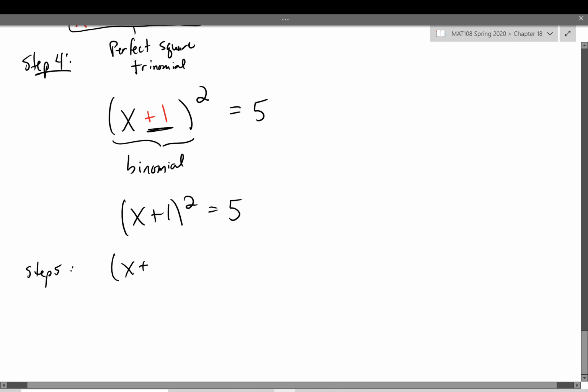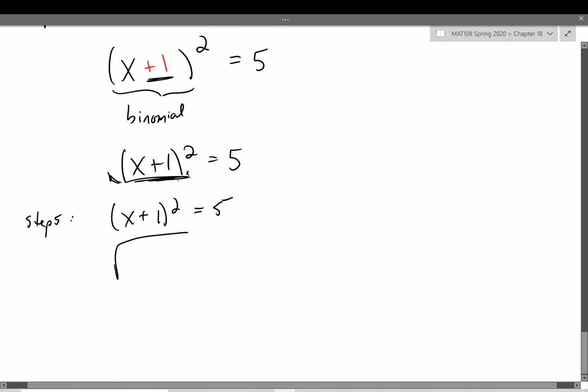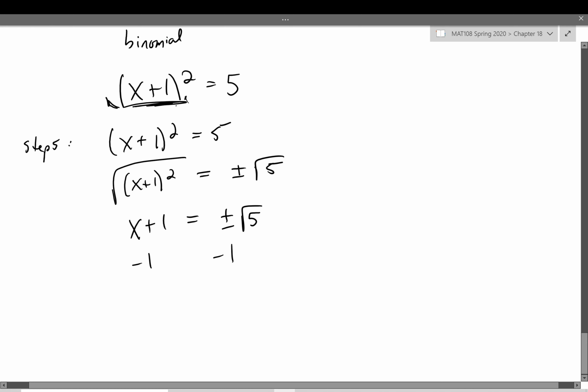I'm going to rewrite. We're going to use the square root property to solve for x. And notice, this is already isolated, which is perfect for us. So what I'm going to do is take the square root of both sides. Don't forget your plus or minus. And I'm just going to reduce. So I get x plus 1 on the left. On the right-hand side, I get plus or minus the square root of 5. And then I subtract 1 from both sides to give me x equals -1 plus or minus the square root of 5.